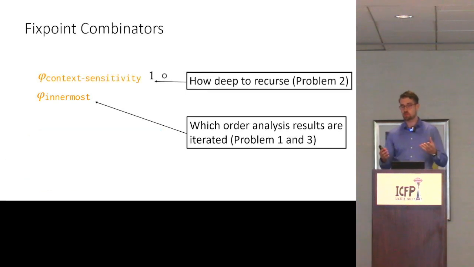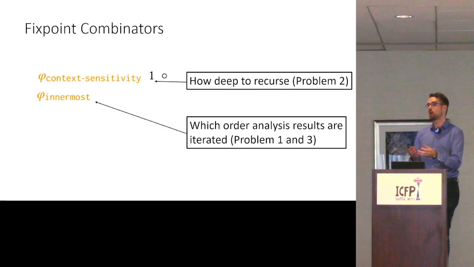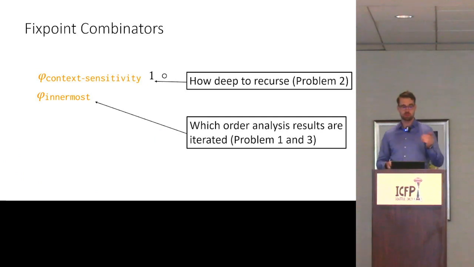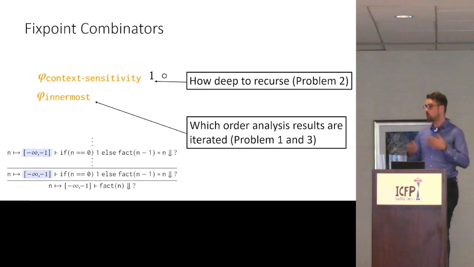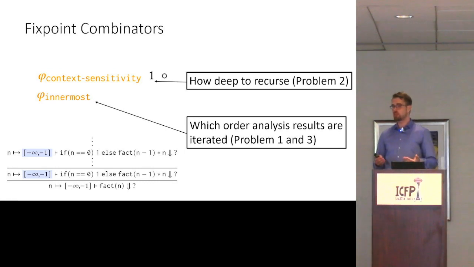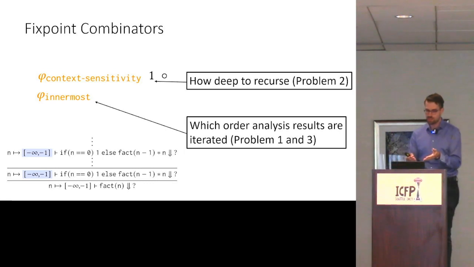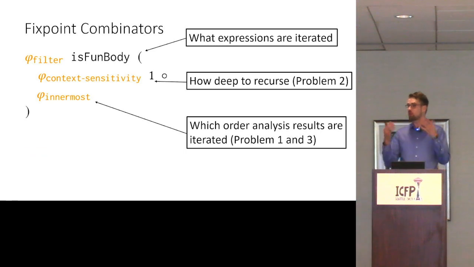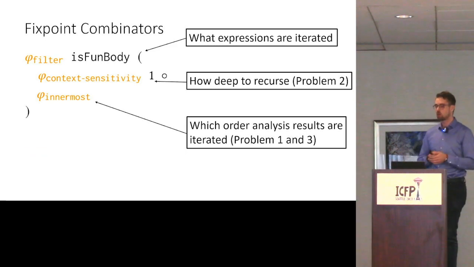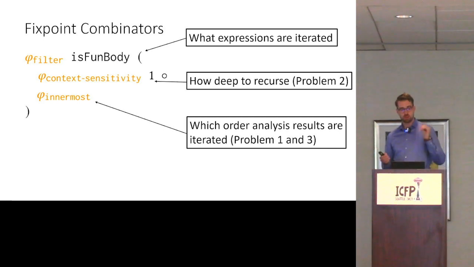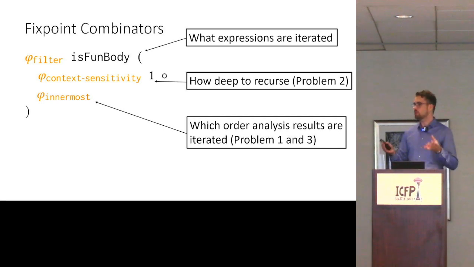Furthermore, other combinators control how deep the abstract interpreter is allowed to recurse. For example, the context sensitivity combinator here introduces artificial recurrent calls by joining calls to the same function if they occur in the same calling context, truncated to length 1. Furthermore, other combinators control what expressions are iterated on. So before you have seen that the abstract interpreter in this example diverged for expressions which are the body of functions. Therefore, this filter combinator applies the argument combinators only if the expression is a body of a function, which is a performance optimization.